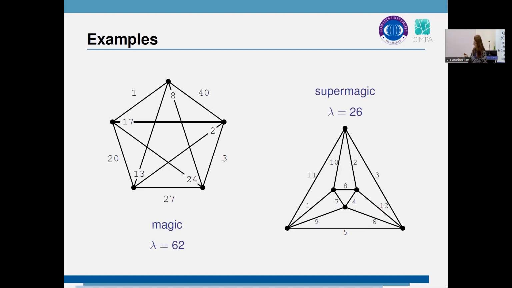Okay. And here we have an example of a supermagic labeling. Again, we have a graph. It has 12 edges. So we use numbers from 1 up to 12 that we assign to the edges of this graph. And again, we check the weights of every vertex. Yes, this graph is irregular, so for every vertex, we evaluate the sum of 4 numbers. And you can see that for every vertex, the sum is the same.